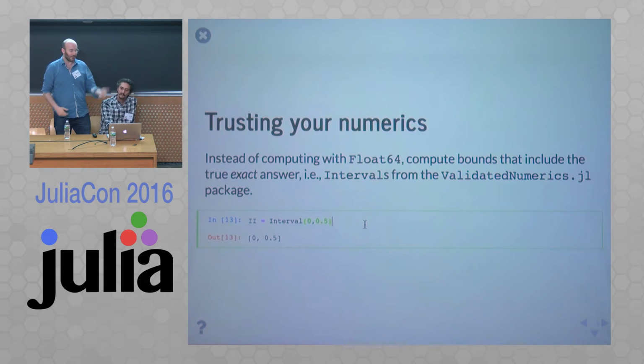So in our package, we have this interval type. Here we're just creating an interval between 0 and 0.5, and we're calling it I.